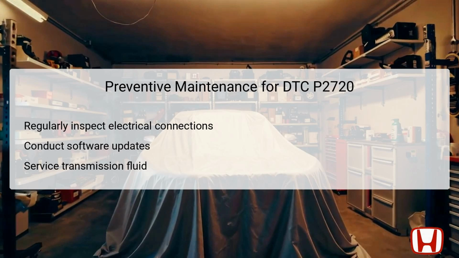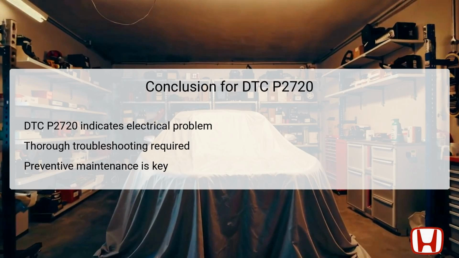In summary, DTC P2720 signals a low control circuit issue tied to the Pressure Control Solenoid D in the Honda Fit from 2015 to 2020. The troubleshooting process is crucial and entails verifying the electrical connections, testing the solenoid function, and ensuring the integrity of wiring. Each step must be executed with precision to effectively identify the root cause of the problem.